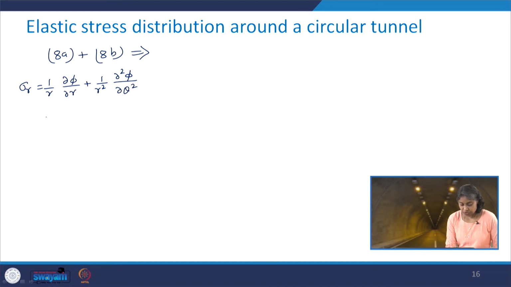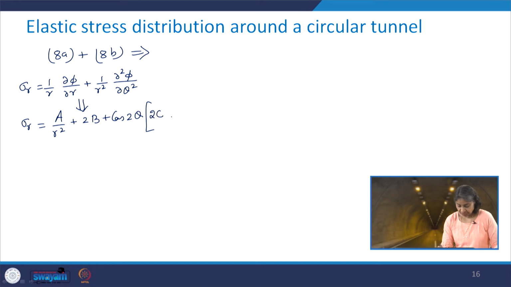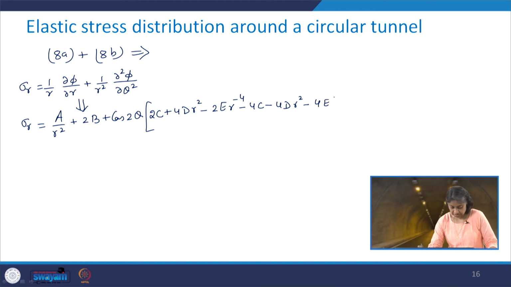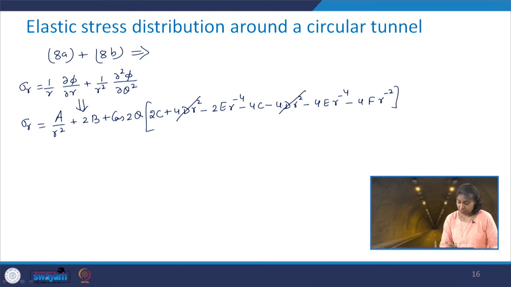So this is going to be equal to: sigma r will be equal to a by r square plus 2b plus cos of 2 theta, and then here you have 2c plus 4d r square minus 2e r to the power minus 4, then minus 4c minus 4d r square minus 4e r to the power minus 4 minus 4f r to the power minus 2. So you see here this term and this term, they will get cancelled out.